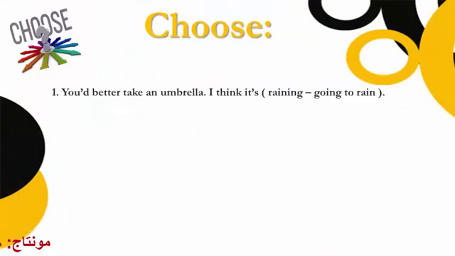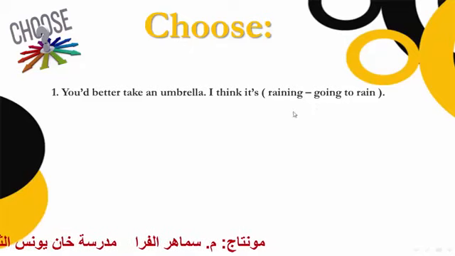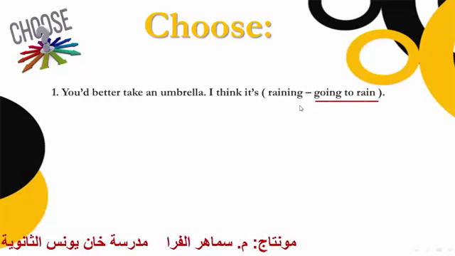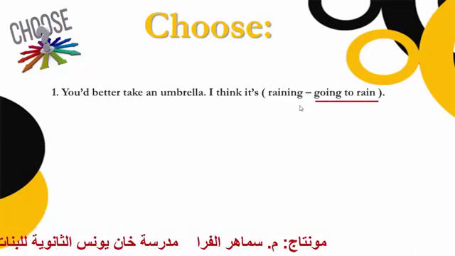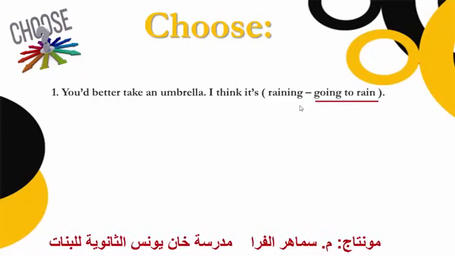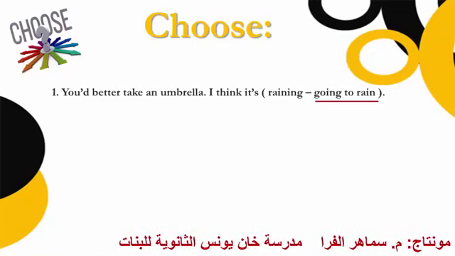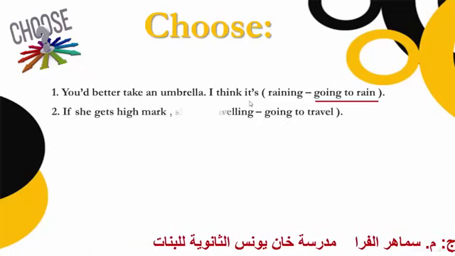You should use either going to or present continuous. Number one: you'd better take an umbrella. I think it's raining or going to rain. What about think? It is a keyword for using going to, because there is something here that tells me that it will rain, and so you should have your umbrella with you. I think, with the verb think.